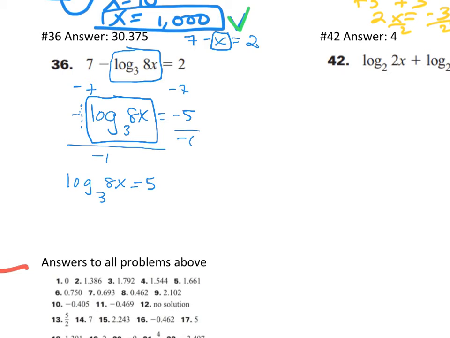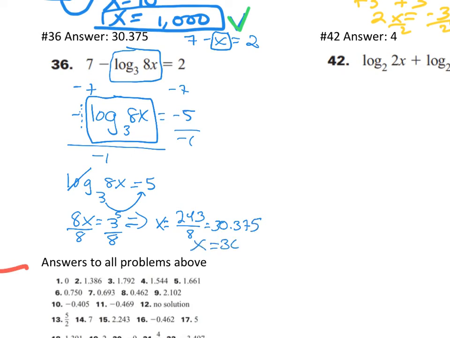Now that I've isolated log base 3 of 8x, I want to get rid of log, so I bump the 3 to the other side, the 5 goes up, so we have 8x is equal to 3 to the 5th power, aka going to exponential form. I call it the log bump. We then divide by 8. So then we get x is equal to 3 raised to the 5th, or 243, all over 8, which is equal to 30.375. And when you plug 30.375 in, true statement.